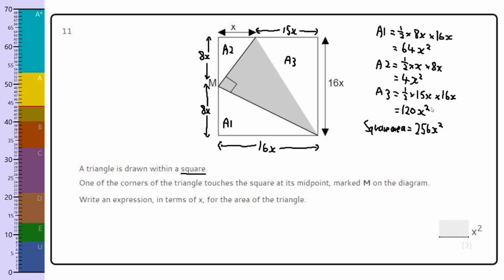Okay, so 120 plus 4 plus 64 is going to be 188x squared. So I'm just going to show the examiner that. A1 plus A2 plus A3 is 188x squared. So I want to do 256, the full square, take away the bits we don't want.